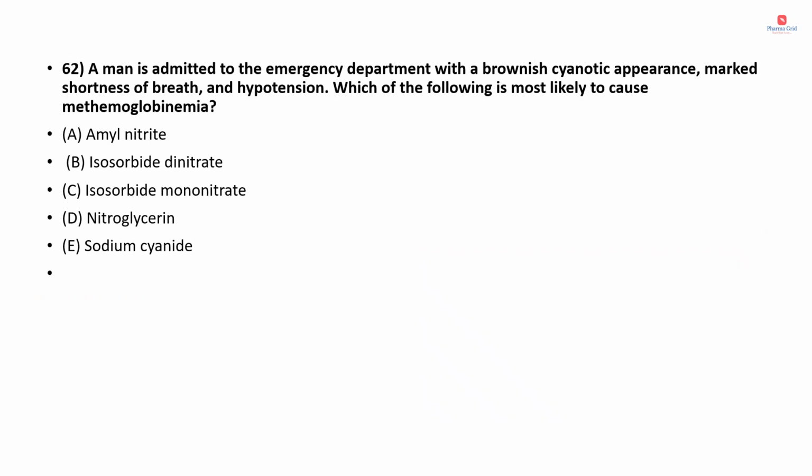Next one. A man is admitted to the emergency department with a brownish cyanotic appearance, marked shortness of breath and hypotension. Which of the following is most likely to cause methemoglobinemia? The options are amyl nitrite, isosorbide dinitrate, isosorbide mononitrate, nitroglycerin, sodium cyanide.